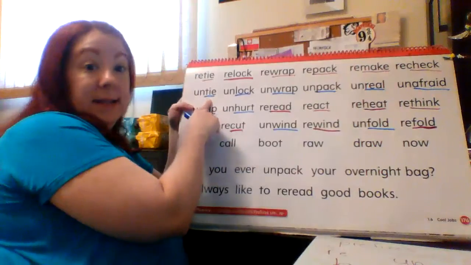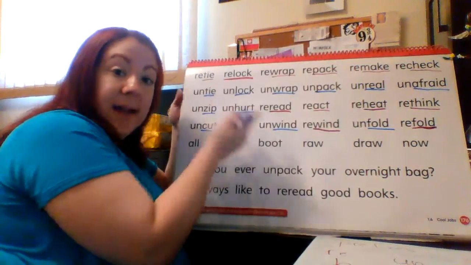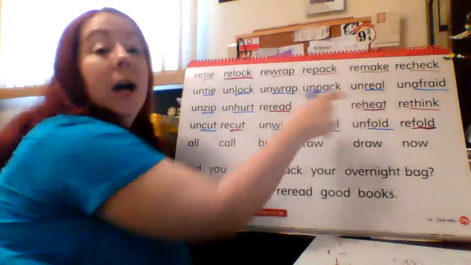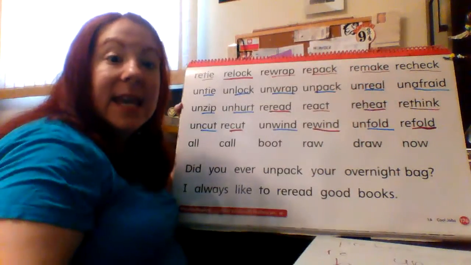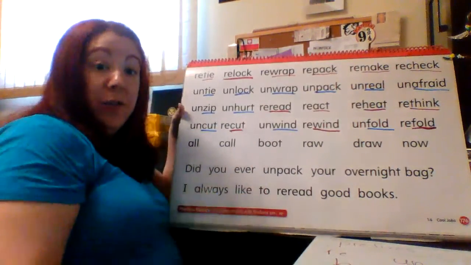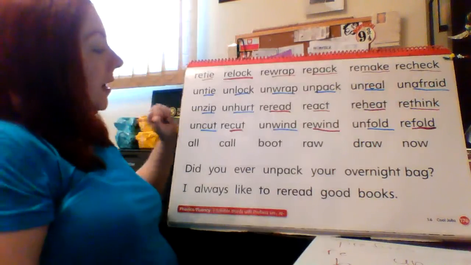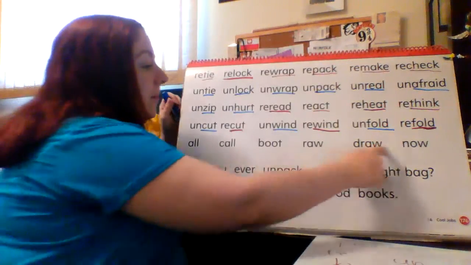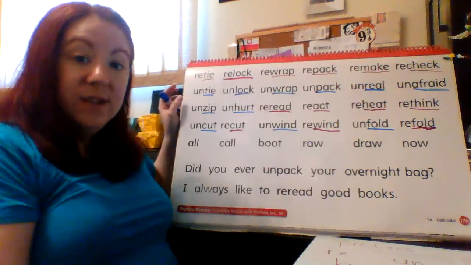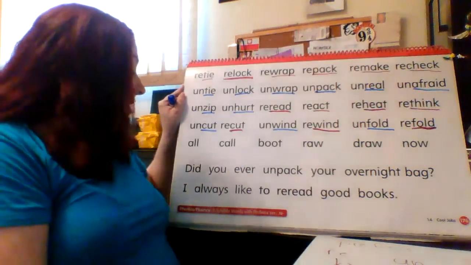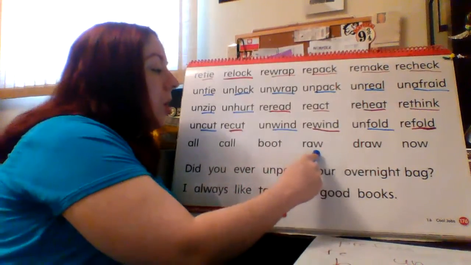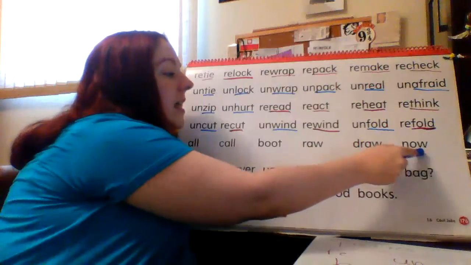So if you're going to untie, the opposite of that is to tie. Okay, same for unlock or unwrap. So for like this one, unreal, that basically means it is not real. Unhurt, not hurt. If you were unhurt, you were not hurt. Okay, so now let's look at these words down here. These are not prefix words, but these are also words that you've seen and kind of go with the spelling rules that we've done so far in Unit 6, our last unit. So we have all, call, boot, raw, draw, now.